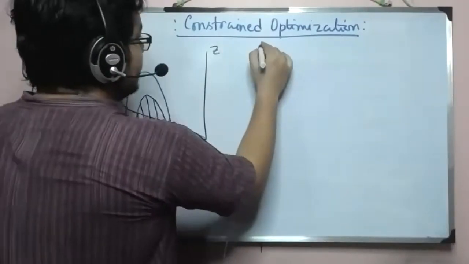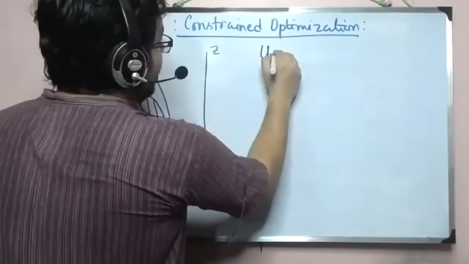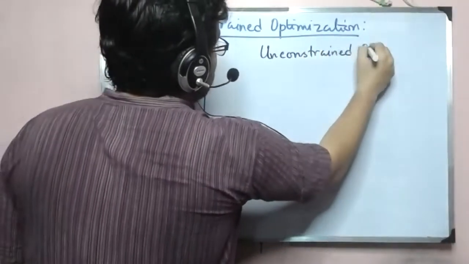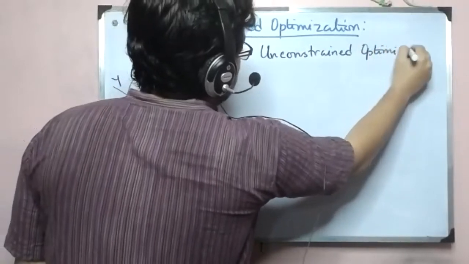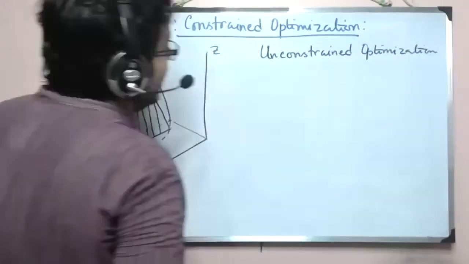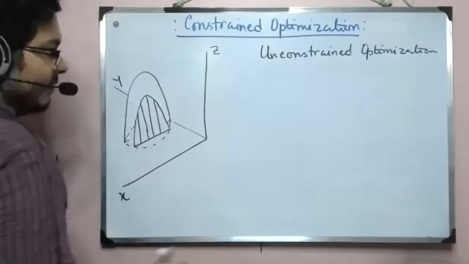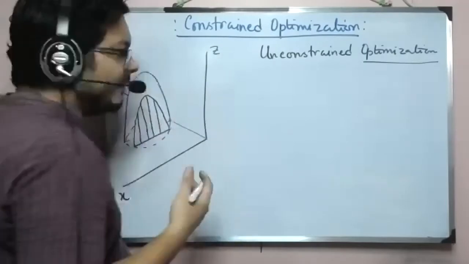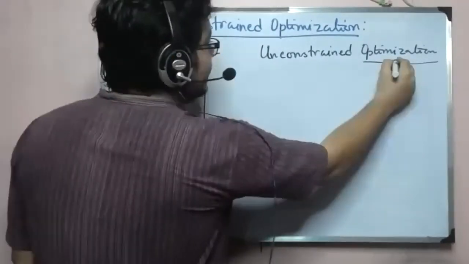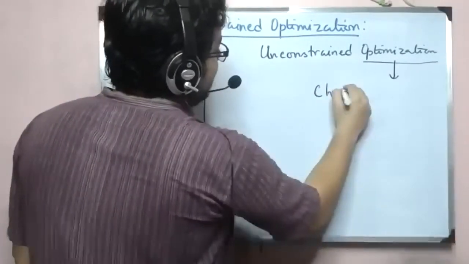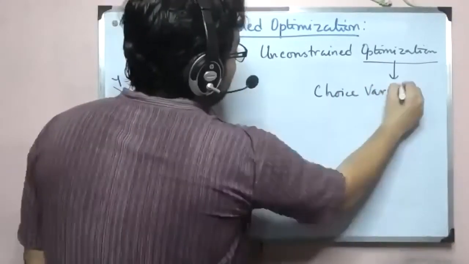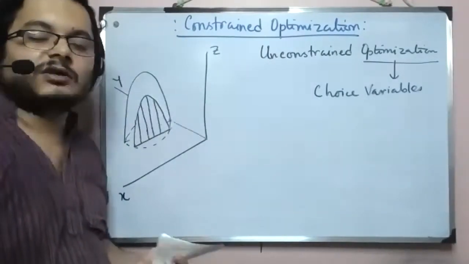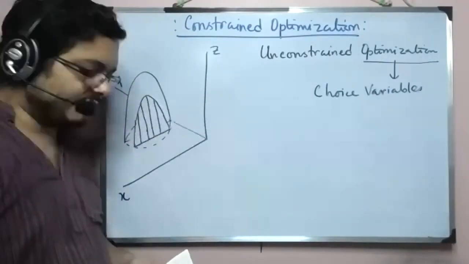it is safe to assume that we have studied unconstrained optimization. We have studied unconstrained optimization, right? And to that extent, about any kind of optimization, we know that we have certain choice variables. So in our problem, we will have variables that we choose to optimize, and those are called choice variables. Okay.